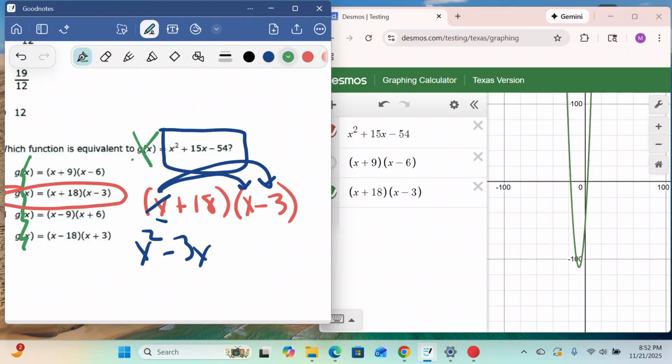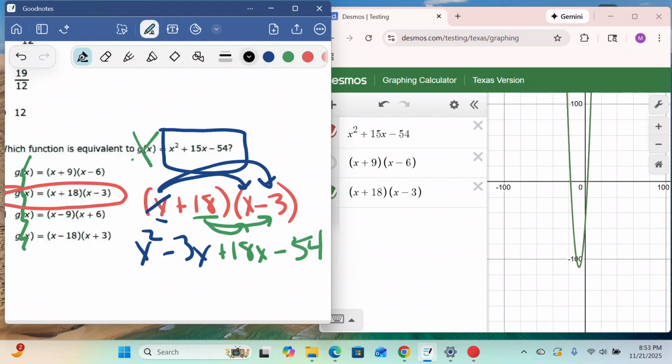And in green, I'm going to do my next distributive. 18 times x is positive 18x. Then I'm going to do 18 times negative 3, and that's going to give me negative 54. And then, of course, I'm going to combine like terms.